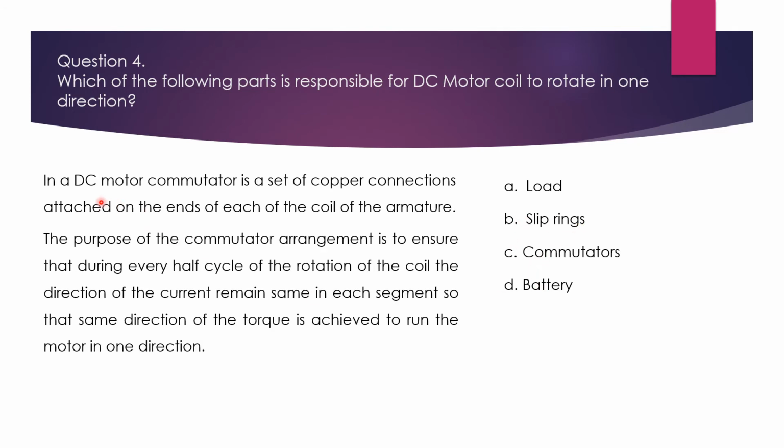Now, know that in a DC motor, commutator is a set of copper connections attached to the ends of each of the coil of the armature. The purpose of the commutator arrangement is to ensure that during every half cycle of the rotation of the coil, the direction of the current remains same in each segment so that same direction of torque is achieved to run the motor in one direction. So it is the commutator which is responsible for the motor to rotate in one direction. The correct answer is commutators.